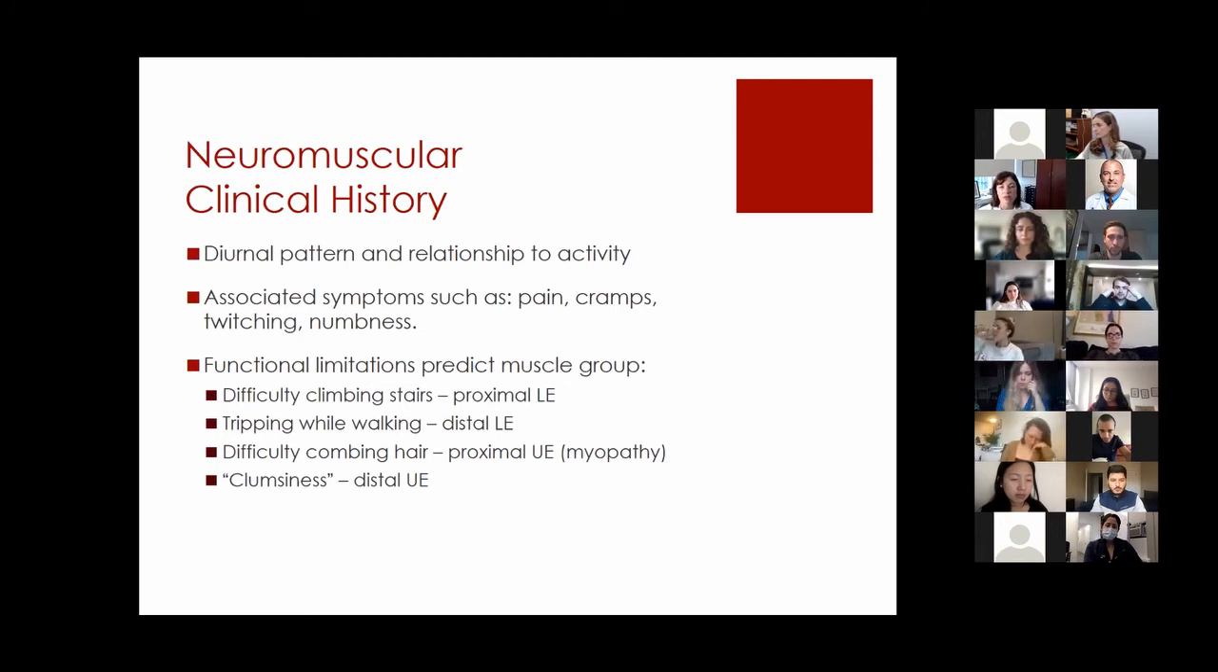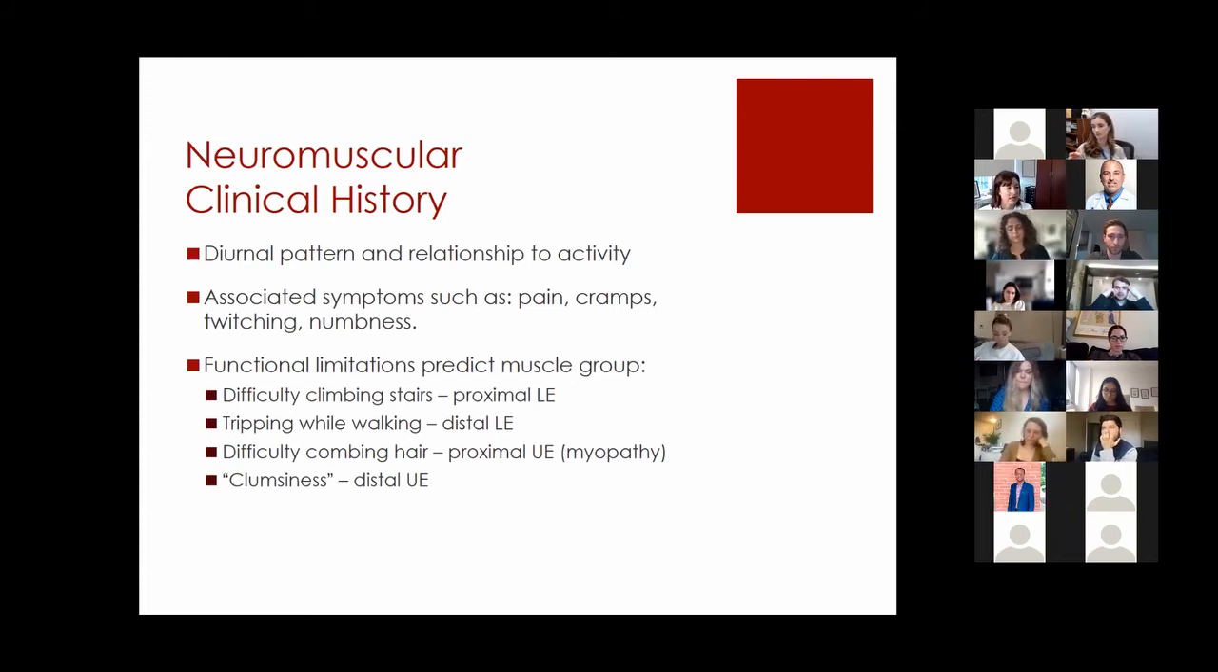And when you hear them speak about certain functional limitations, it can imply different muscle groups impacted. If they have trouble climbing stairs, then you're thinking, okay, they may have proximal leg weakness or proximal lower extremity weakness. If they're tripping over their toes while walking, you're wondering, do they have a foot drop? Do they have distal lower extremity weakness? Do they have trouble combing their hair? Maybe they have proximal upper extremity weakness or some sort of clumsiness using their hands. They can't manage coins or turn a key, so there's some hand weakness there.